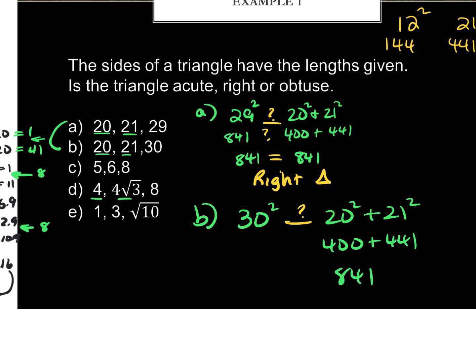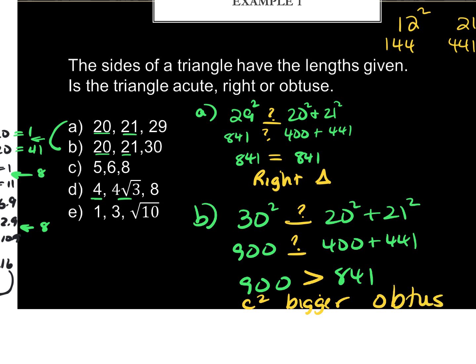30 squared, 3 times 3 is 9, and then add the two zeros. So then now I'm comparing 900 and 841. 900 is greater, so c squared is bigger. So this means that the triangle is obtuse.